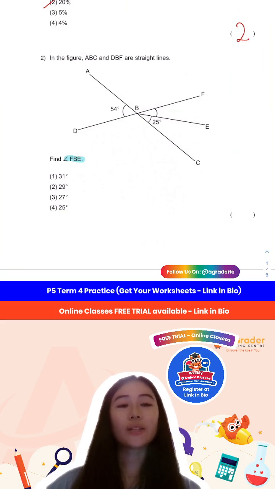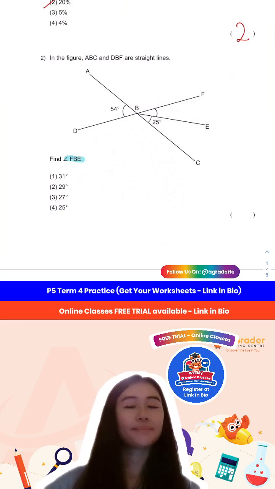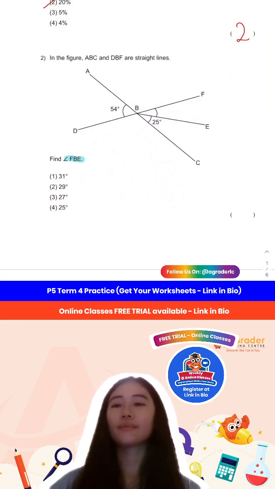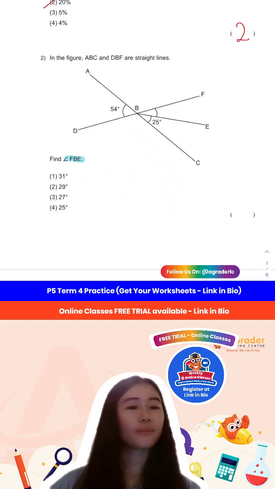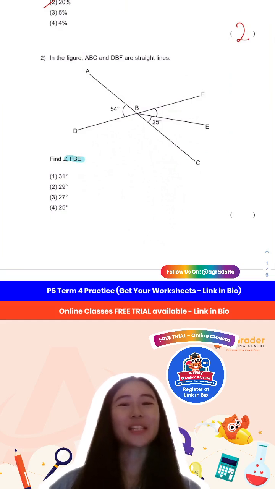Kiki, alright, so your answer is number 2 also. Oh, Kiki, you're P6, okay. Of course, it's easy for you. Oh, okay, YZ also number 2, alright.